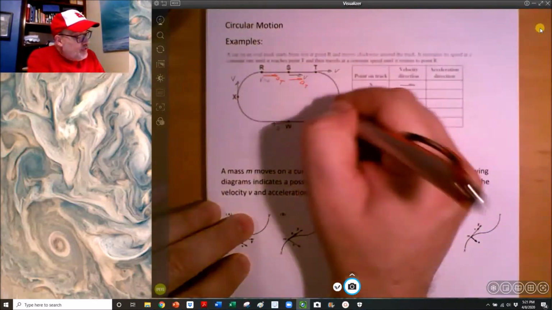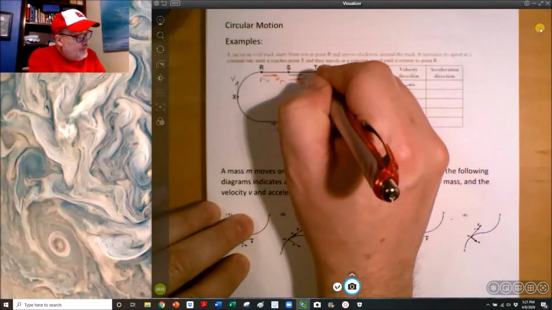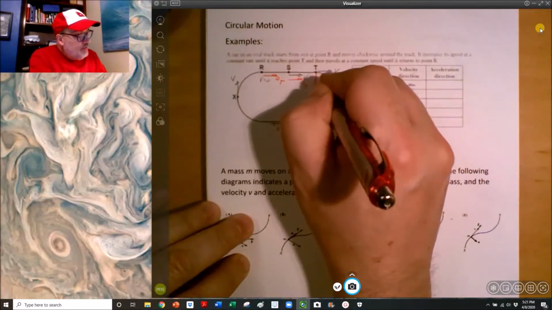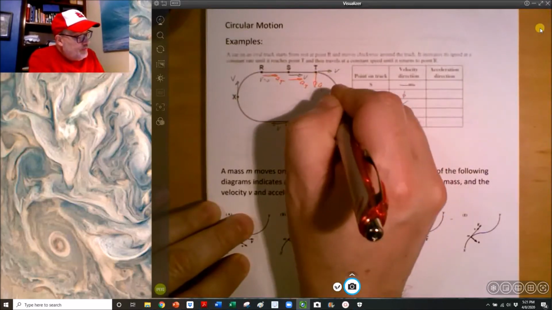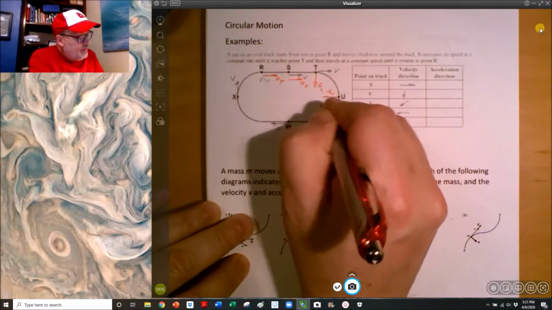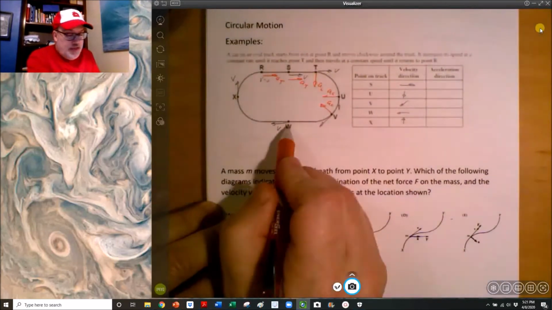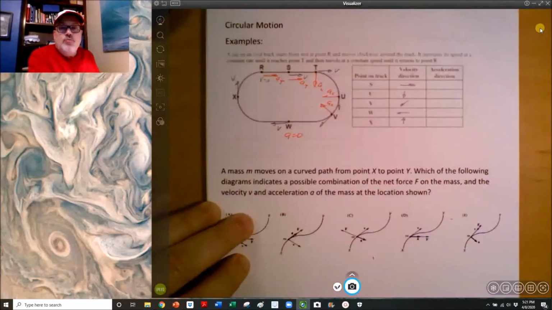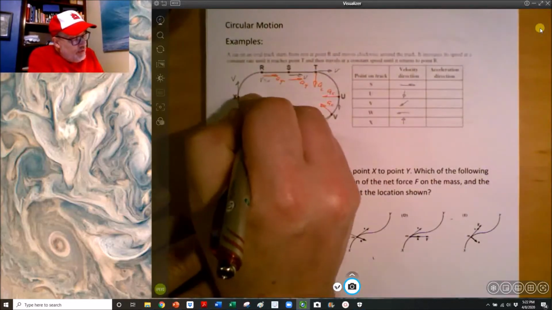Now, around the turn here, we're accelerating towards the center because we're going at constant speed the rest of the way. So we have a centripetal acceleration towards the center at all times going around the turn. Here, we don't have an acceleration. The acceleration is 0 because we are not accelerating. Constant speed and not turning. And then here we're accelerating towards the center again.